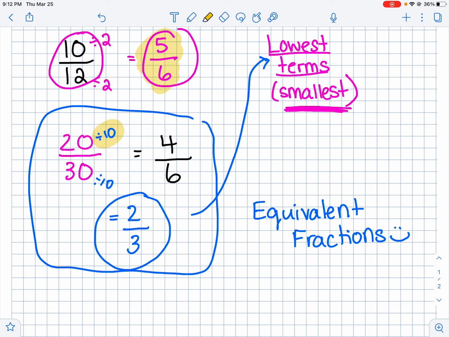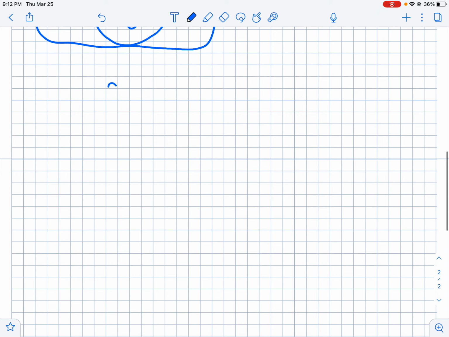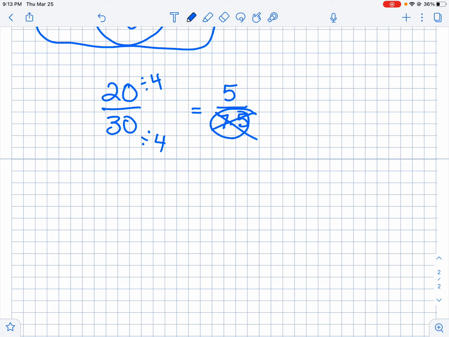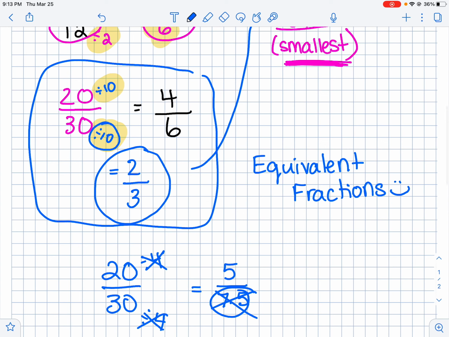And you can pick any number to divide or multiply, but we try to avoid getting a decimal number. So if you had 20 over 30 and you divided it by 4, 20 divided by 4 is 5. But what's 30 divided by 4? I think it's 7.5. We don't want a decimal, so we wouldn't want to divide by 4. So pick numbers like 10, that would work.